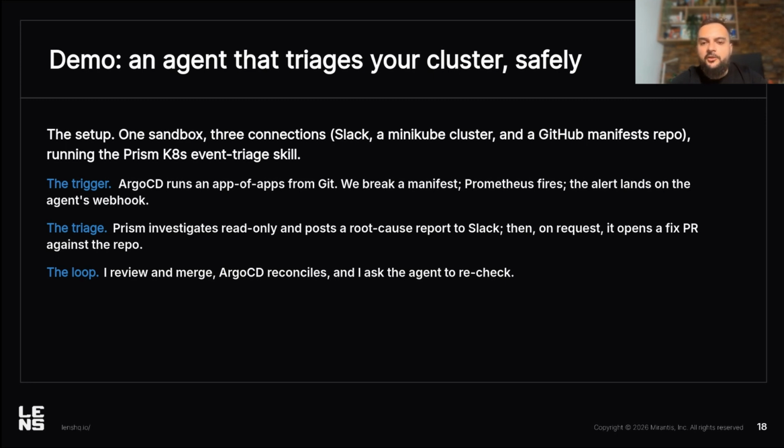It's connected to Slack. It's connected to a Minikube cluster, a GitHub manifest repository, and it's actually running a Kubernetes triage skill. Basically, what I'm doing here is I have an Argo CD that runs an app of apps pattern from Git. We break a manifest, Prometheus fires, and the alert lands in Slack in the end. After that, I just ask it to open a pull request with a fix. I'll merge it. Argo CD will automatically heal the cluster, and I'll ask the agent to confirm that everything is okay. So yeah, without further ado, I'm going to play the demo.